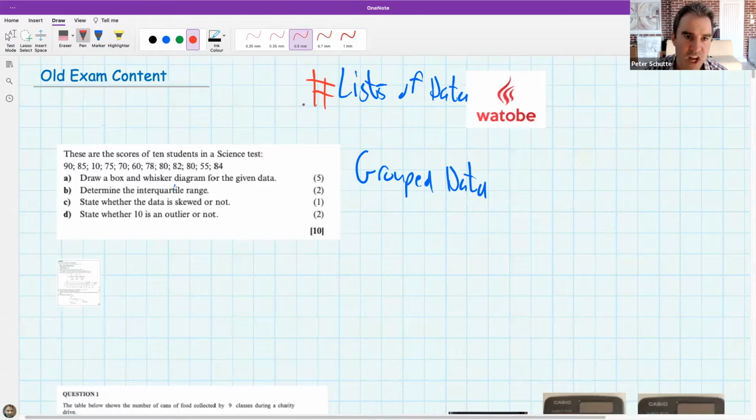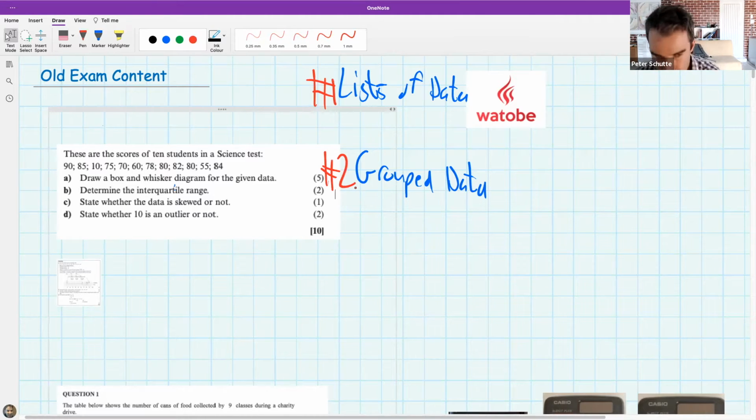I want to know which type of question is this? Is this a question one type of question, or is this a question two type of question? This exam question here, is it based on lists of data, or is it based on grouped data? Tell me in the chat which type of question you think this is.